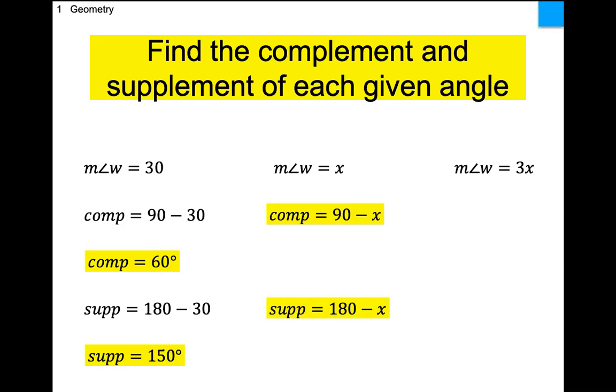Okay, I don't want to make things any more complicated. Madison, what's the complement of 3x? Yeah, it's that simple, right? Don't overthink this. It's just 90 minus whatever you're given. And its supplement is 180 minus whatever you're given.